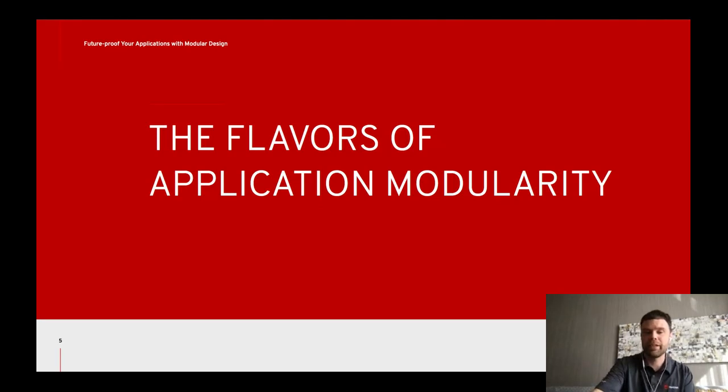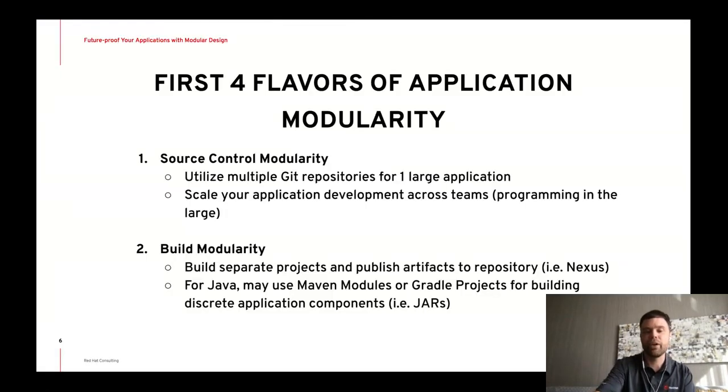So Bert, today I'd like to propose that there are different flavors of application modularity. The first one would be source control modularity. This is where you can utilize multiple Git repositories for one large application. I emphasize large application there. This allows you to scale up your application development across teams, and this is known as programming in the large.